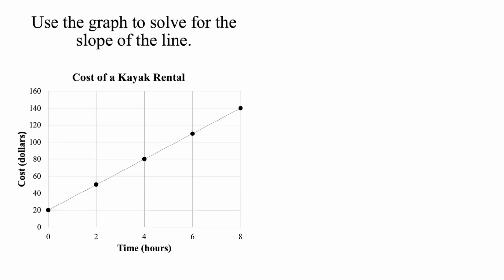Let's work through an example of calculating positive slope using a graph. Use the graph to solve for the slope of the line. First, identify two ordered pairs on the graph. One ordered pair is (0, 20). Another ordered pair is (4, 80).